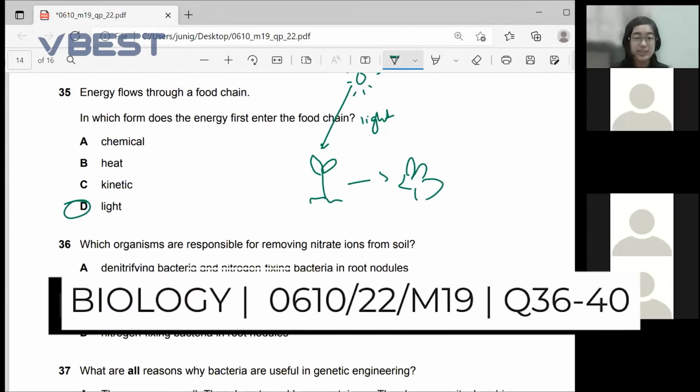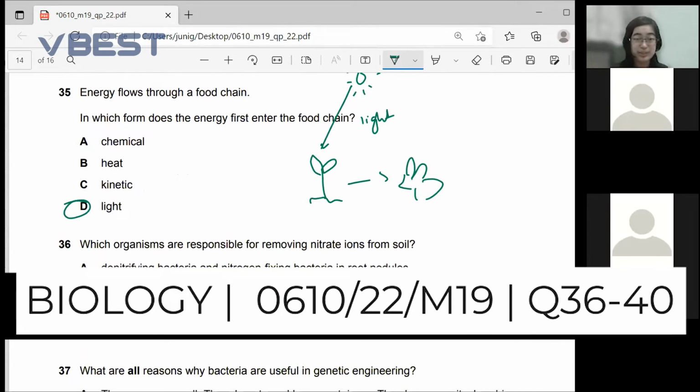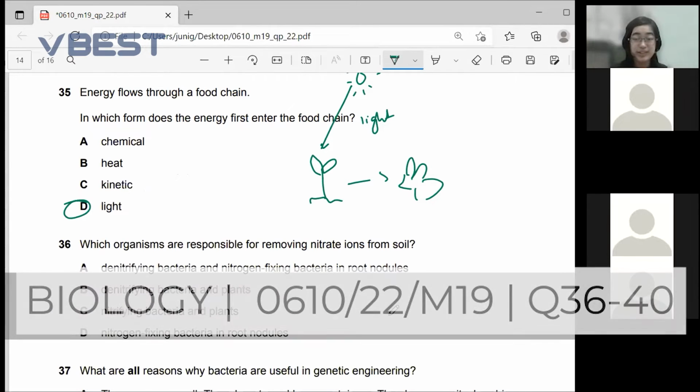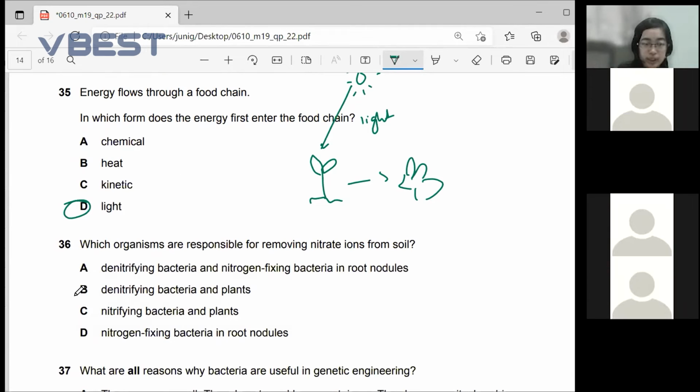Number 36, which organisms are responsible for removing nitrate ions from the soil? The answer will be the denitrifying bacteria and plants. Not nitrifying. Nitrifying means introducing more nitrogen. So obviously not C. It has to be a denitrifying bacteria and also plants. So that means these ones. Okay, they absorb nitrogen from the soil.